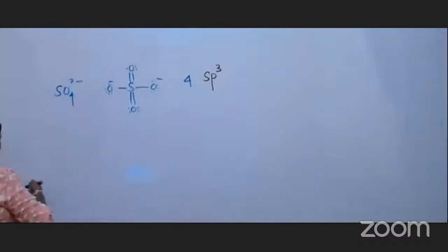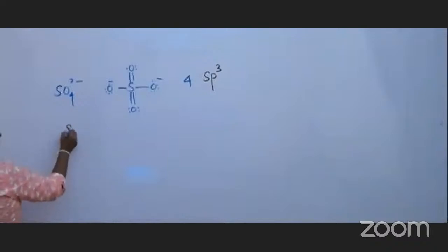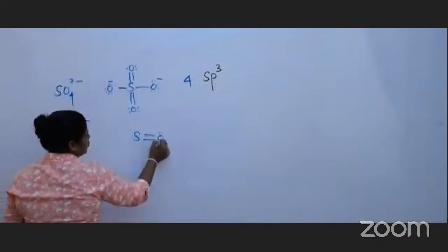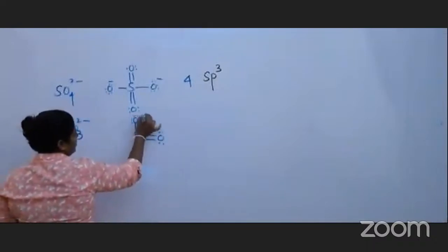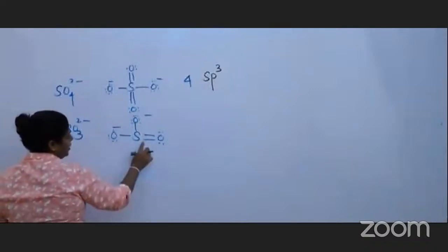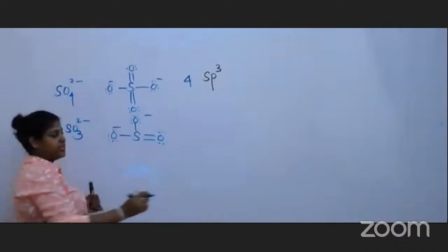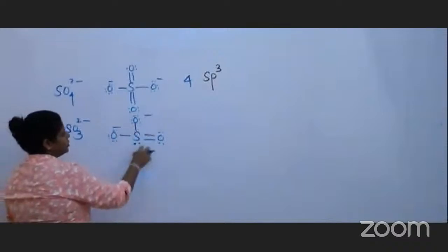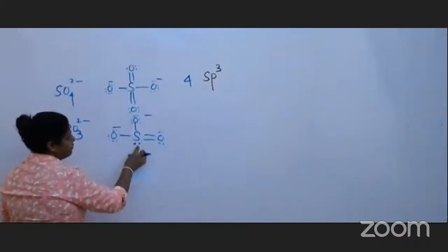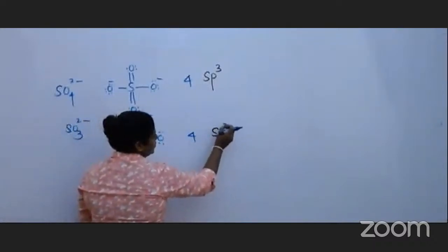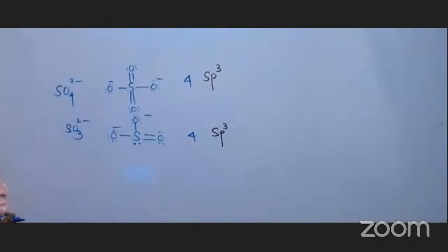When you take sulfite ion, SO3 2 minus, sulfur, oxygen, single bonds, and to complete the valency of the sulfur, 1, 2, 3, 4, it should have 6 electrons. We get 1 lone pair. So total VSEPRs around the sulfur atom, 1, 2, 3, 4. Again, sp3 hybridization.